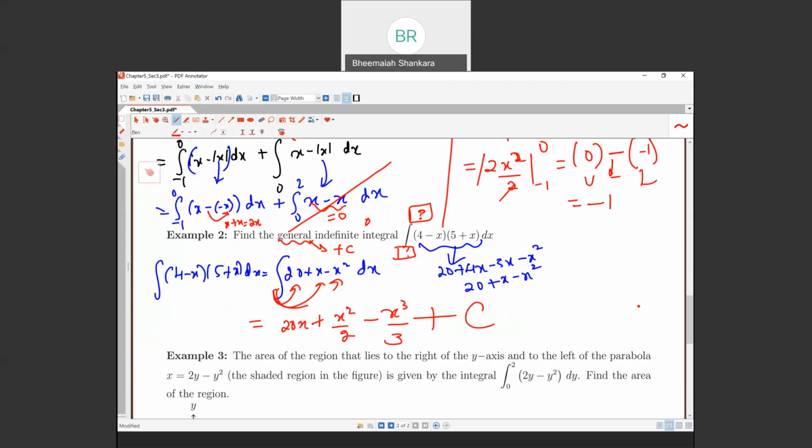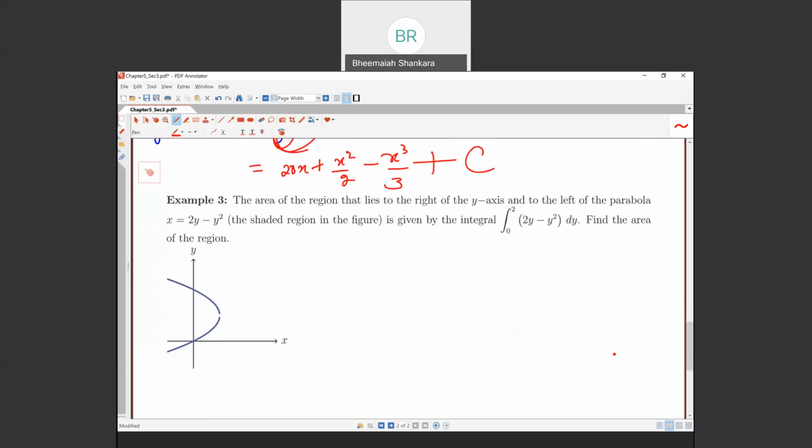Now let's do this example 3. The area of the region that lies to the right of the y-axis, that's this region here, to the right of the y-axis, that's this side, and to the left of the parabola, this side, that's the shaded region, x equal to 2y minus y squared. The shaded region in this figure is given by this integral. So all the shaded region is this integral 0 to 2, 2y minus y squared, and then you have a dy. You want to find the area of the region.